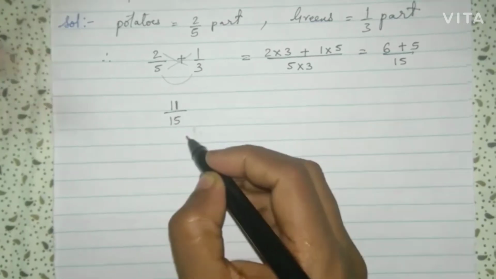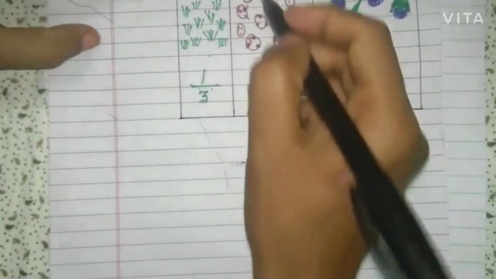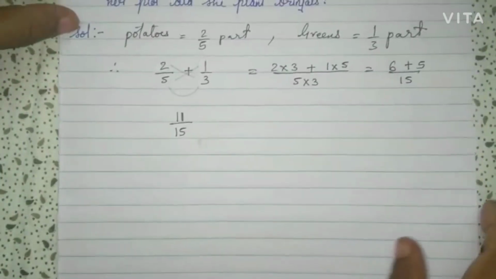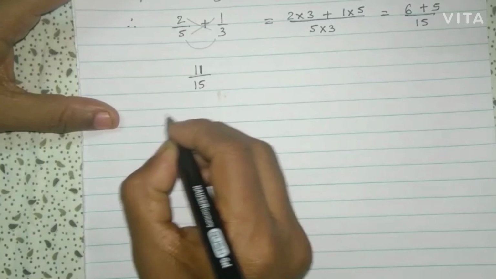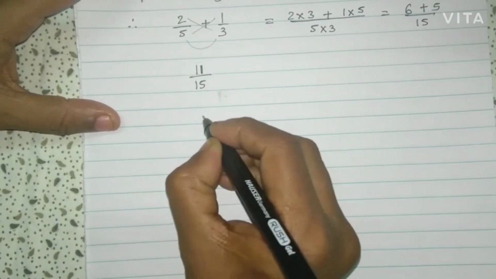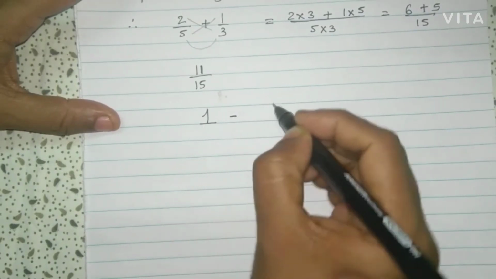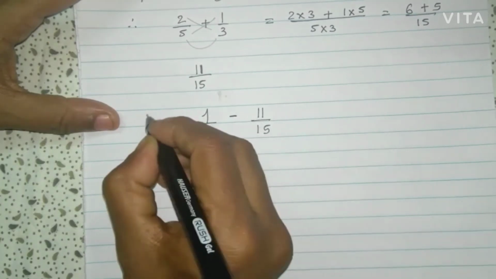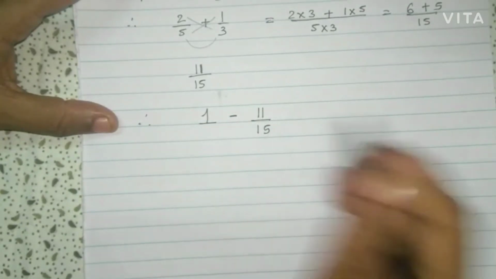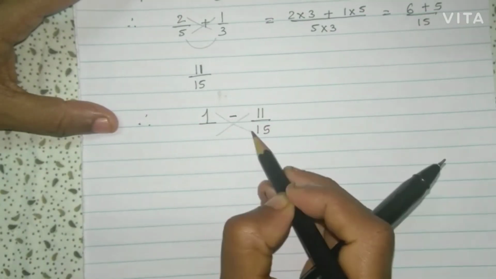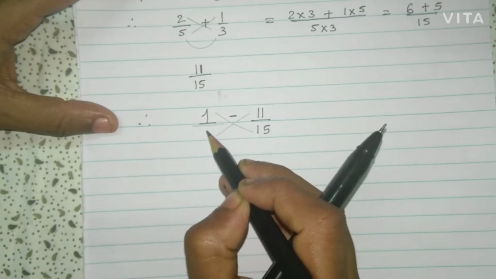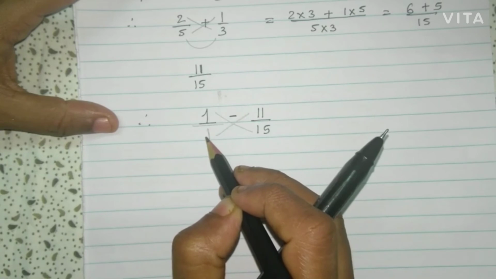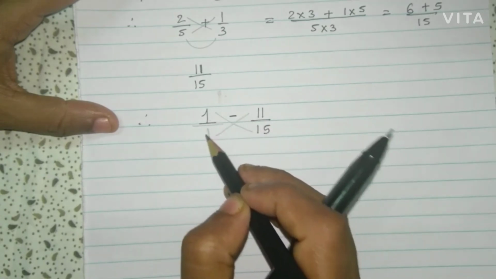So this 11 upon 15 is what? Total used of these two parts. So now, how much part is used for brinjal? So 1 minus this used part. Okay. So 1 minus this used part. We have to make the denominators equal. Here there is nothing, that means you have to assume 1. Whenever nothing is given below, you have to assume that there is 1.